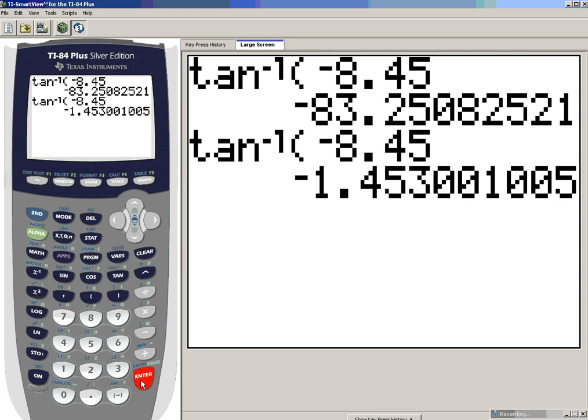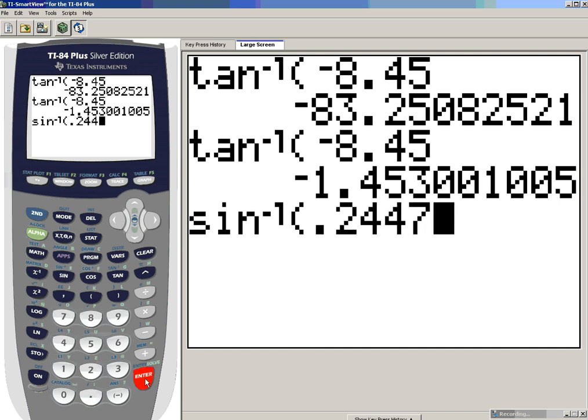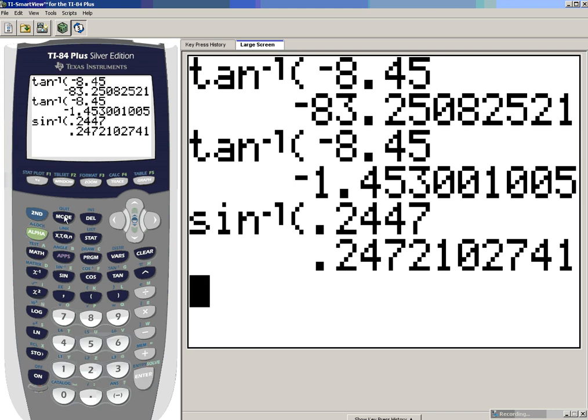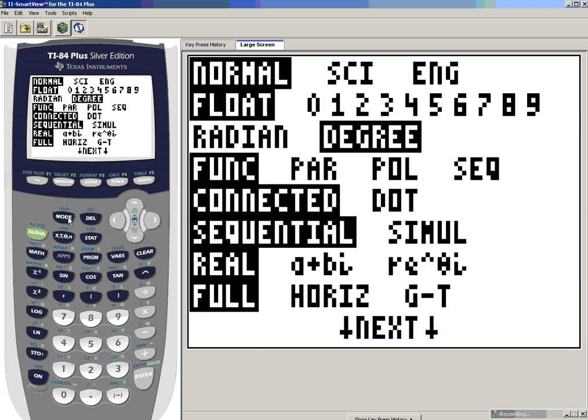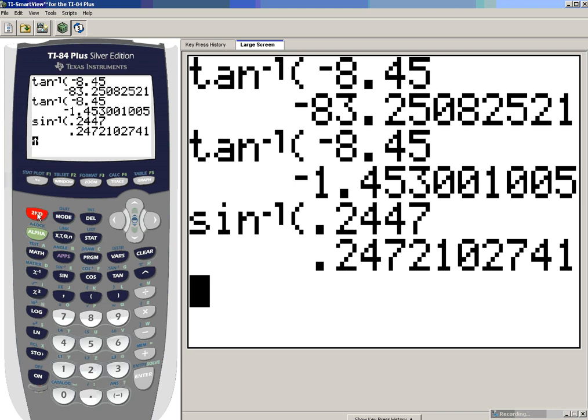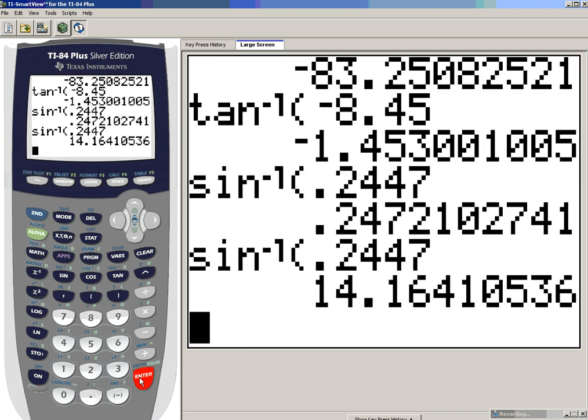Do the same thing for arc sine. We're already in radians, so let's do that first. Inverse sine of 0.2447. There's the radian measure. Change the mode to degrees. Pull up the same entry, hit enter, there's our degree measure.